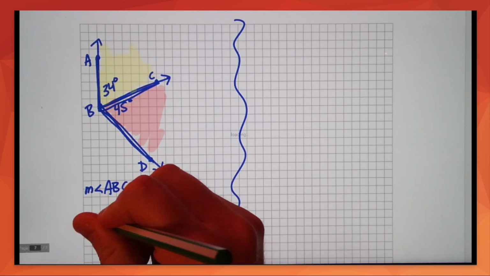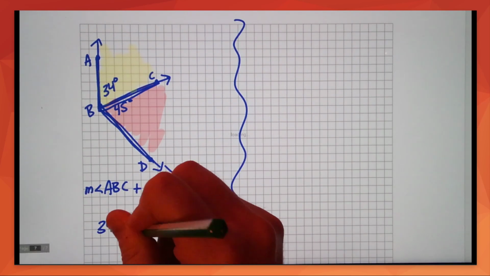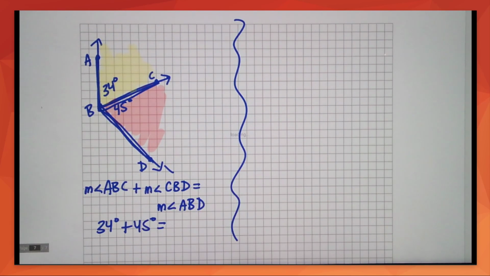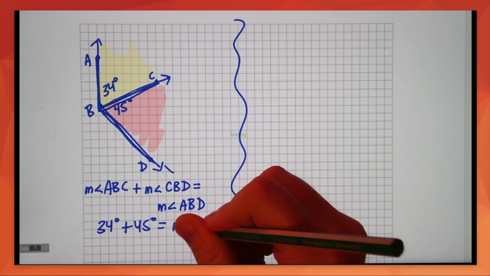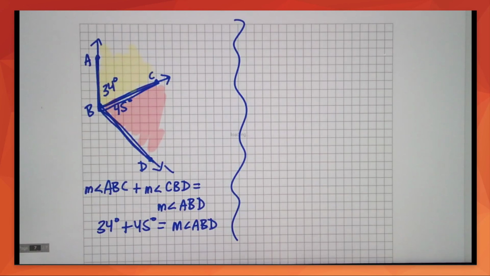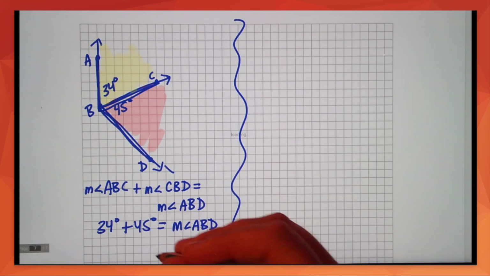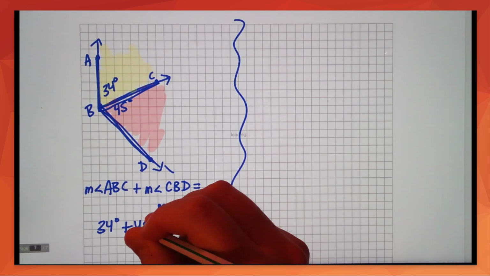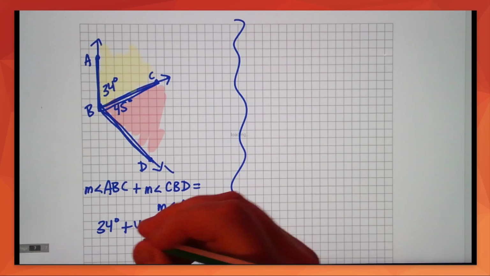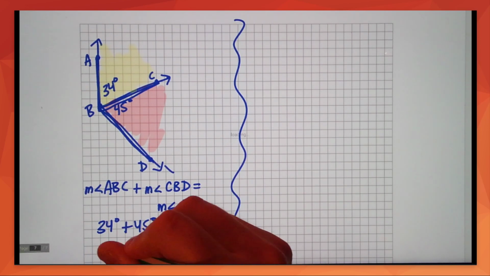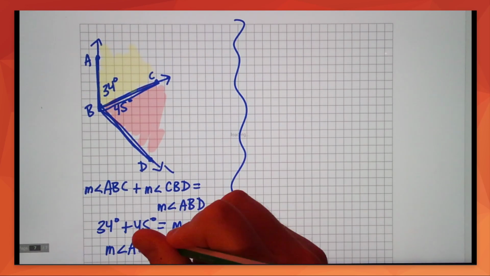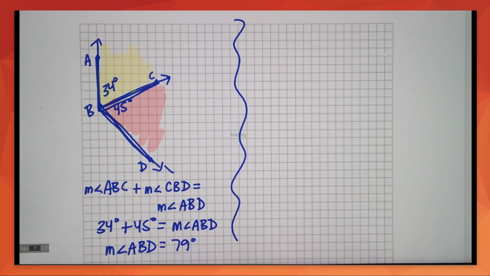So 34 degrees plus 45 degrees equals the measure of angle ABD. So we need to add that together. We're going to get 79 degrees, right? 5, 9, 3, and 7. Yeah, 79. So the measure of angle ABD is 79 degrees. And I got that by adding these together. That is the angle addition postulate, okay?